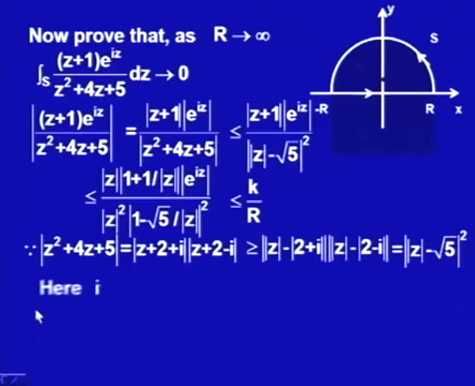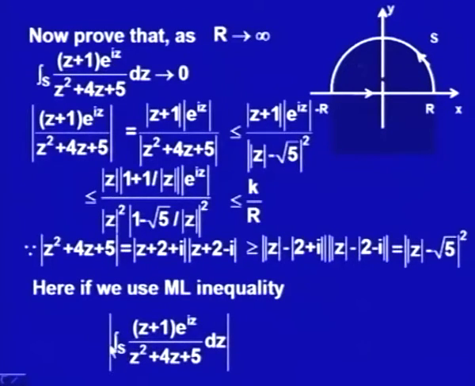Now, if I use this ML inequality over here, I would get the absolute value of the integral along this semicircle S of (z plus 1) e to the power iz upon (z square plus 4z plus 5) dz. Because the absolute value of this is bounded by k upon r, this is M, and L is the length of this semicircle, which is pi r. So, what we would be getting is less than or equal to k upon r into pi r. That is again a constant. Now, this constant bound is not depending upon r, so we cannot guarantee that this would approach 0.